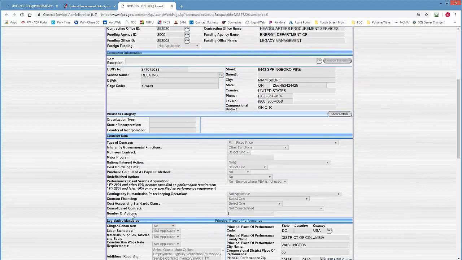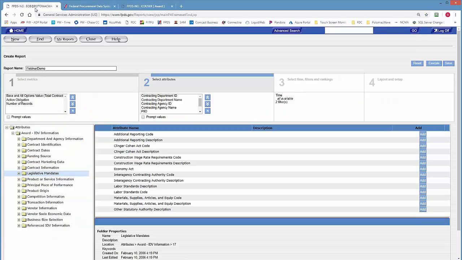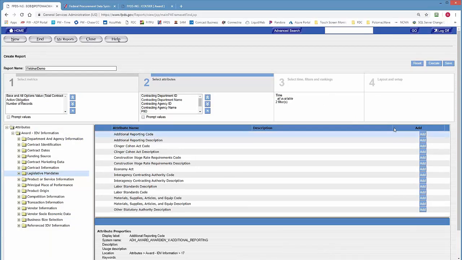In my opinion, here's actions, by the way, down here. It doesn't have to be one. Sometimes people put a wrong value in there. So, additional reporting is in this section, legislative mandates. So now I know if I want the additional reporting field in my ad hoc report, I'm going to click on legislative mandates. And here's my additional reporting.